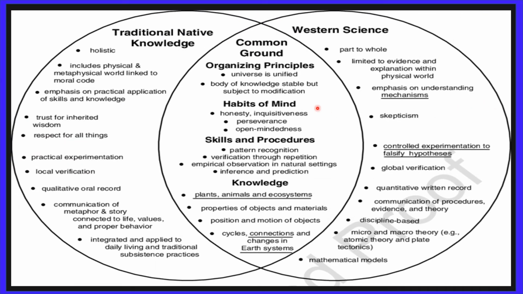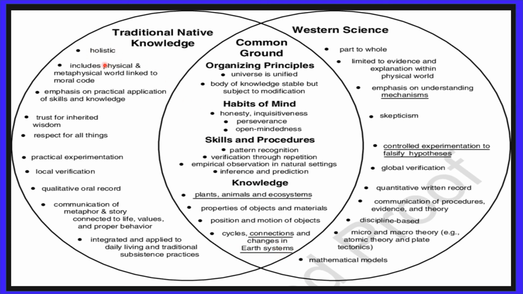Now we have to see Western culture and traditional culture, and the common ground between them. What are the common points? The common ground between traditional and Western knowledge is organizing principles, universal as undefined. The second is the body of knowledge, stable but subject to modification. Habits of mind: honesty, equanimity, perseverance, and open-mindedness. Skills and processes: pattern recognition, verification through repetition, empirical observation in natural settings, inference and predictions. Knowledge: plants, animals and ecosystems, properties of objects and matter, position and motion of objects, cycles and connections of changes in earth systems.